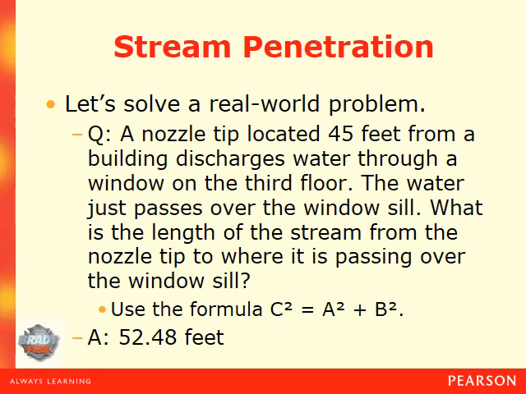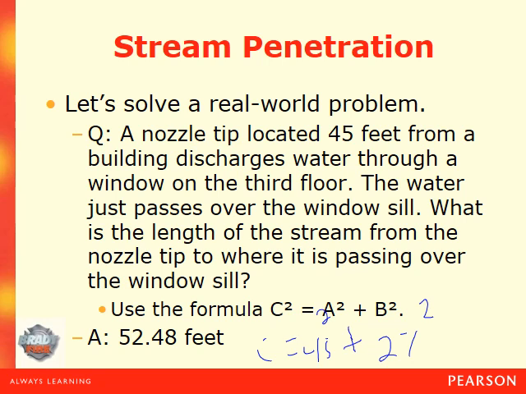So we know that it's the 3rd floor. So that could be 24, plus another 3, at 12 for each story. So that's 24 plus another 3 feet for the windowsill. So that is going to give us 27 feet. A is 45 feet because that's the distance away, squared, which equals C squared.